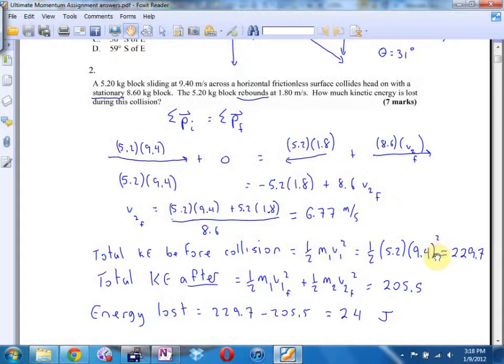Energy is a scalar. After the collision, there was 205.5 joules of kinetic energy. How much was lost? 24 joules. Where'd it go? Heat, sound, distorting whatever the collision was, distorting the surfaces. Okay. So there's an example of a straight line one.